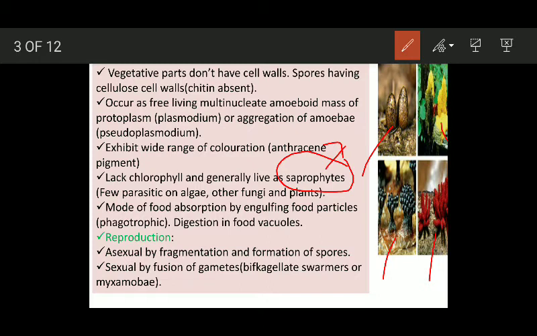The mode of food absorption occurs by engulfing the food particles, solid food particles. Although they live as saprophytes on dead decaying organic matter, the mode by which they get the food is by engulfing the solid food particles. That means they are phagotropic like animals. The food they have obtained is stored in food vacuoles and later on it is digested.